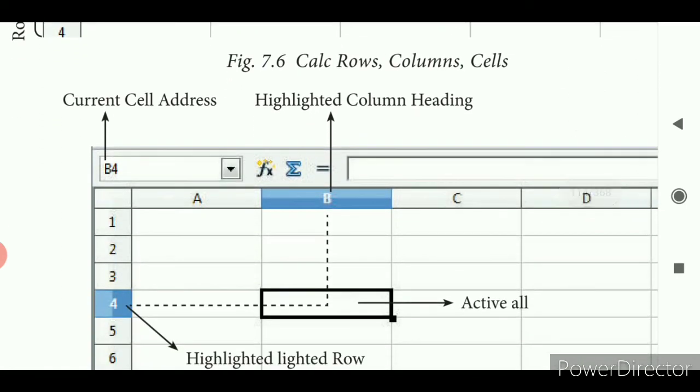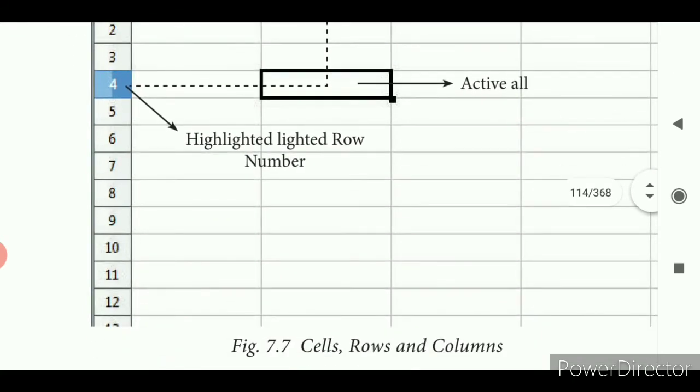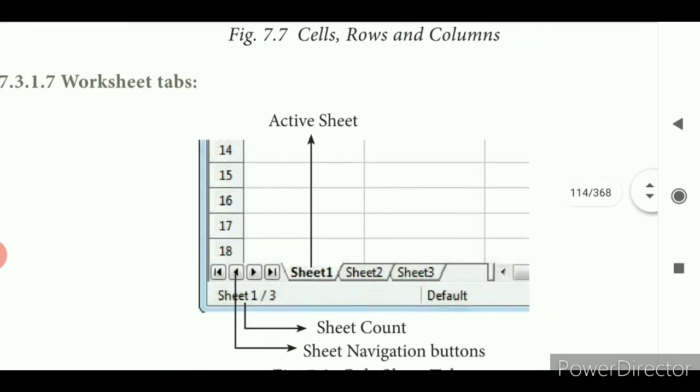Here you see, now B4 is the active cell because it is the intersection of column B and the 4th row. So B4 is the current active cell. Now, do you understand? I hope you understand.